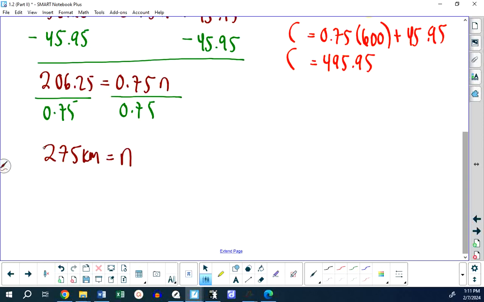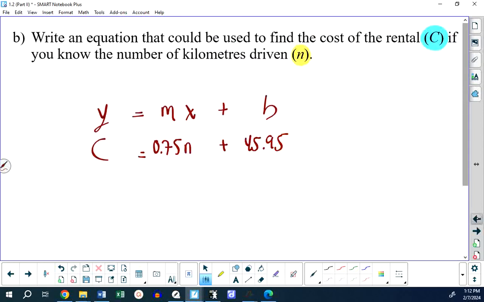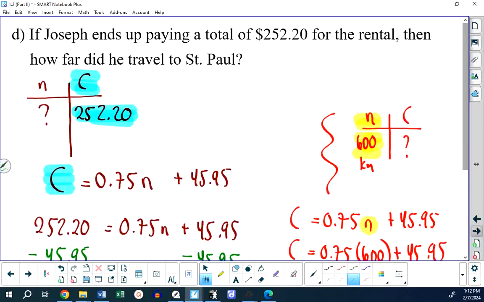Why don't we have lots of time. I don't want to rush today. Can you do me a favor and just double check? If you put 275 kilometers in here, what do you get for the cost? I mean, you better get, what was it? You'd better get 252.20, and you do. Okay. All right, one last example.